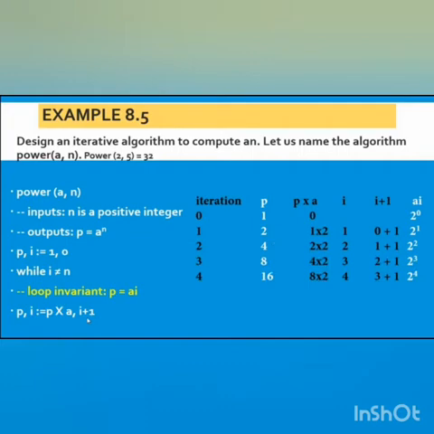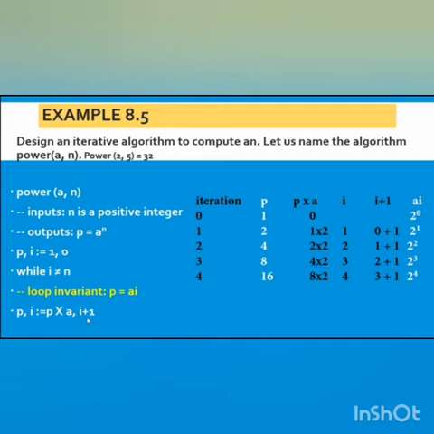The p value is 4, and p into a: the p value is 4, the a value is 2. So 4 into 2 is 8. The p value is 8 now. Then the i value is 2, so 2 plus 1, now the i value is 3. Then a power i: the a value is 2, the i value is 3, so 2 power 3, 2 into 2 into 2 is 8. Now we have to check p is equal to a power i. Yes, the p value is 8, and the a power i value is also 8, so the loop invariant is true.